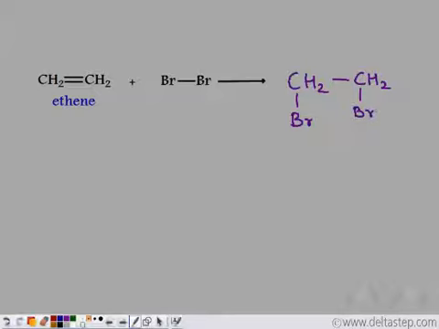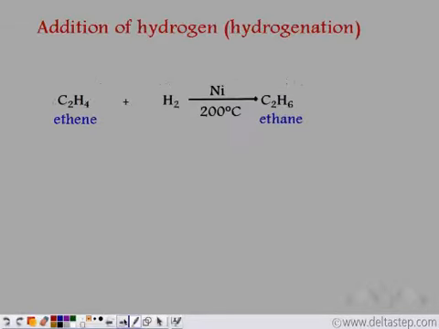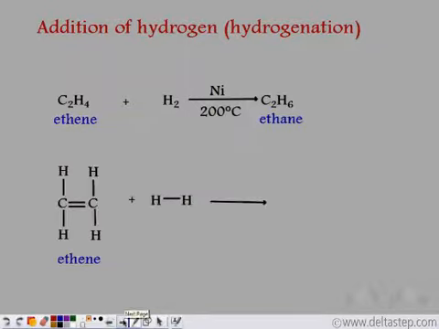So when ethene reacts with bromine, it forms the saturated product. Now, when ethene reacts with hydrogen in the presence of a catalyst nickel at 200 degrees Celsius, it forms ethane. How is this reaction taking place? It's the same addition reaction. Now, when there is ethene reacting with a hydrogen molecule, again addition reaction takes place.